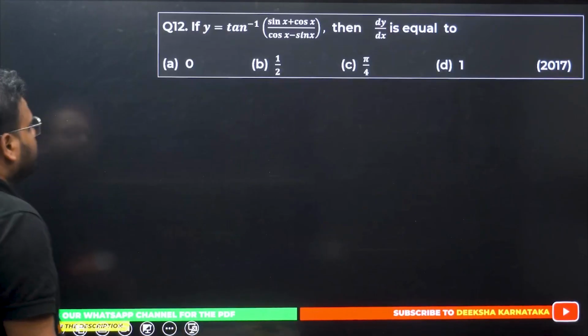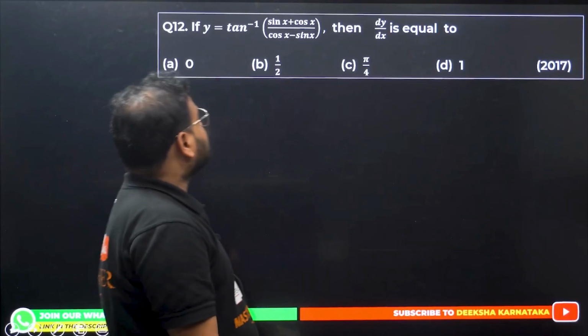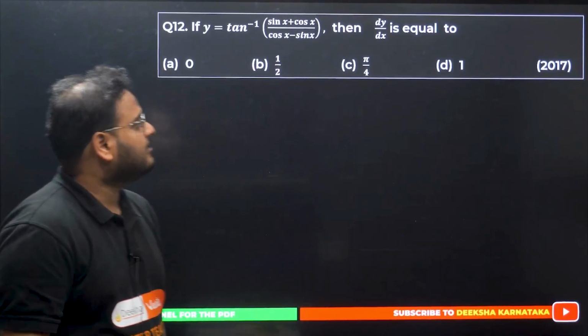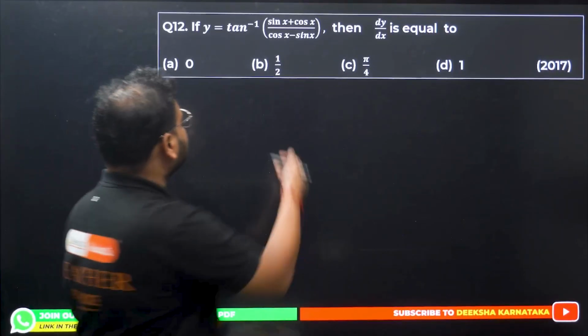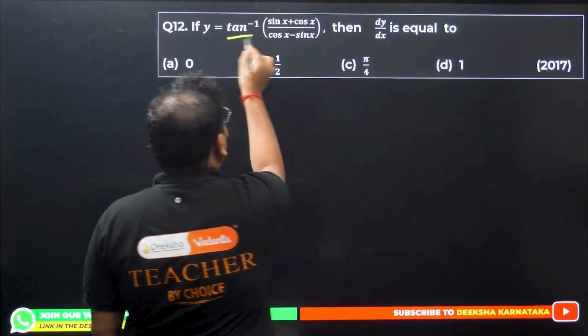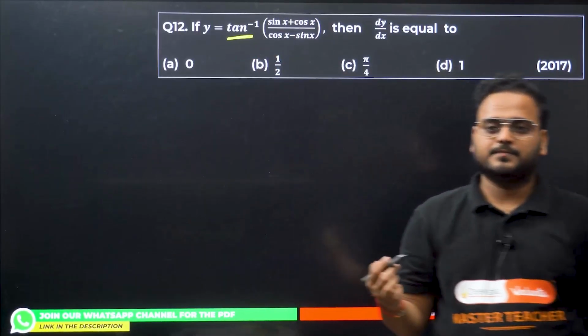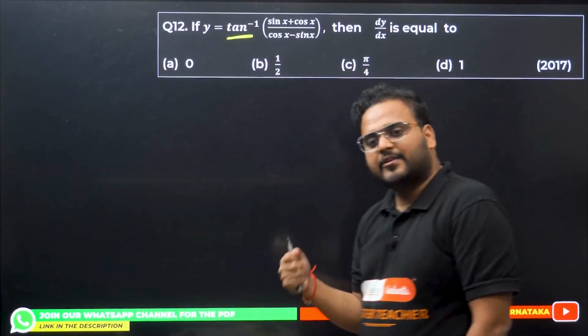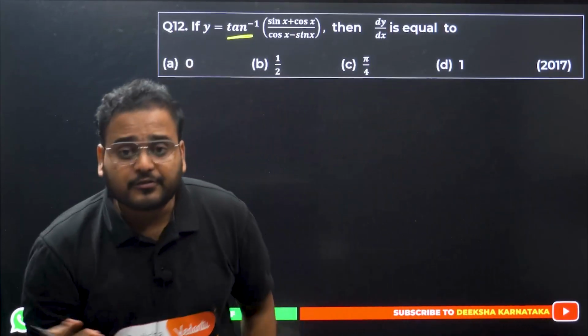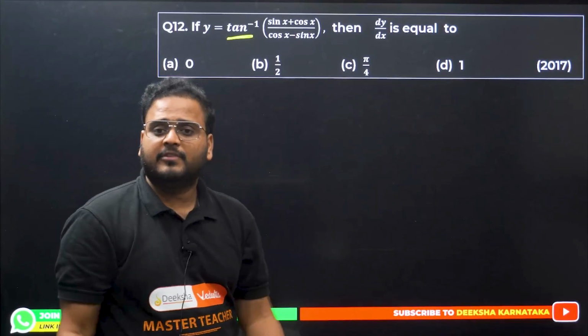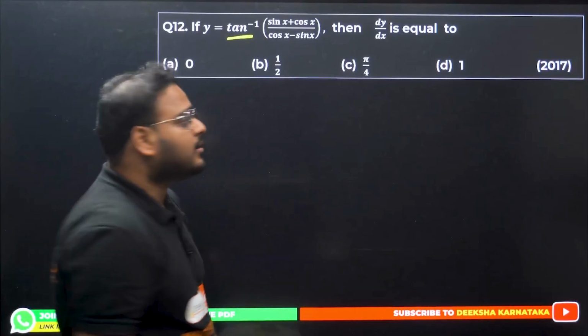Question number 12 now. y equals tan inverse of (sin x plus cos x) over (cos x minus sin x). Find the derivative. Very simple. You can see we have tan inverse here. How do we get rid of tan inverse? We should have tan over here. We have sin and cos, but we can convert that into terms of tan.